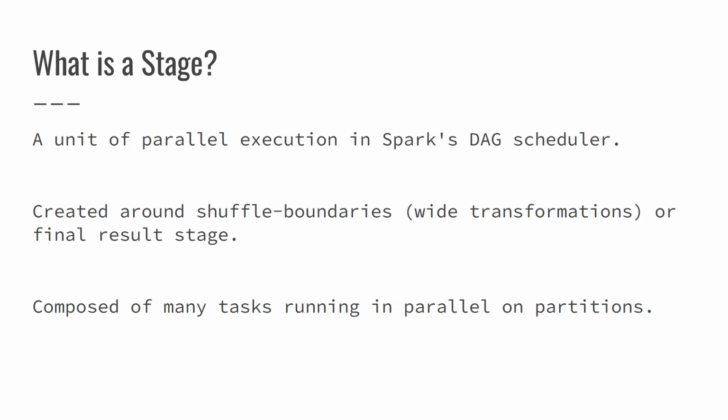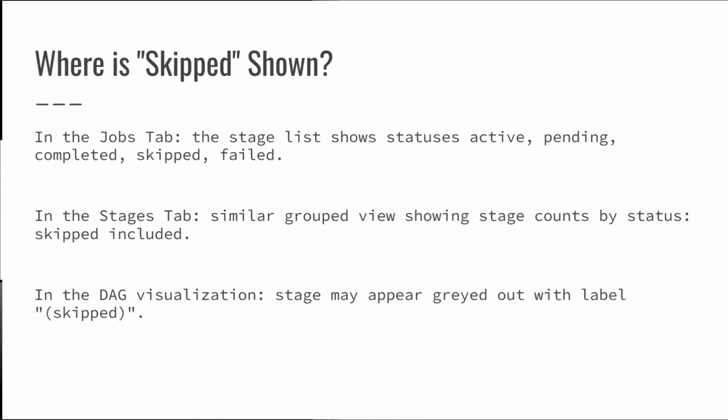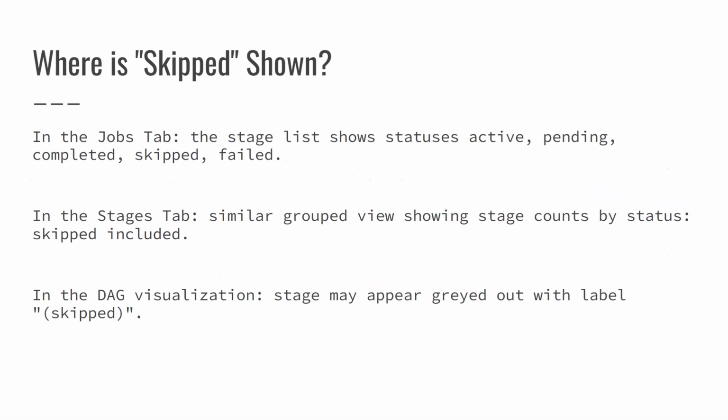Let's see where skipped is shown. In the Jobs tab, the stage list shows status: active, pending, completed, failed, skipped. In the Stages tab, a similar group view shows stage counts by status, skipped included. In the DAG visualization, a stage may appear grayed out with a label skipped.